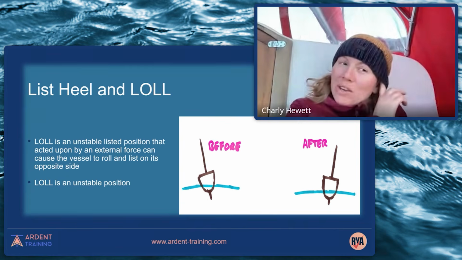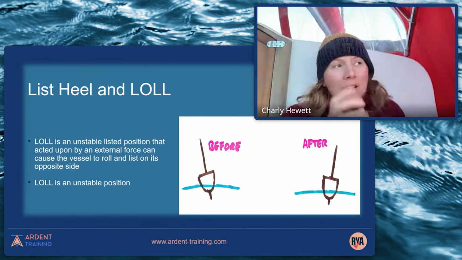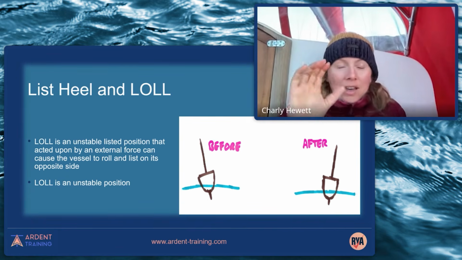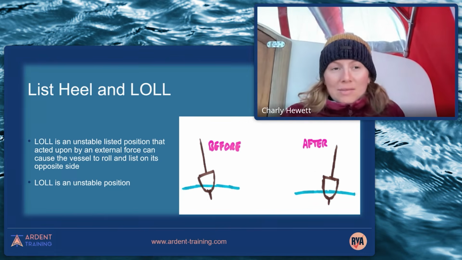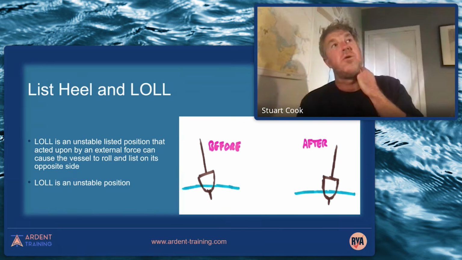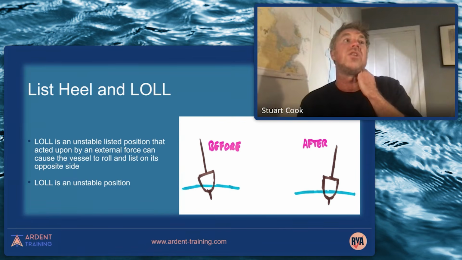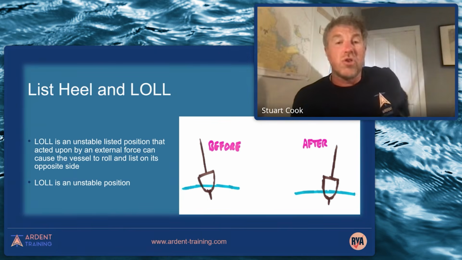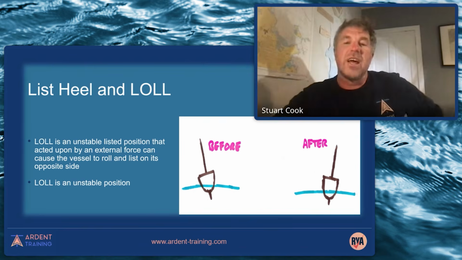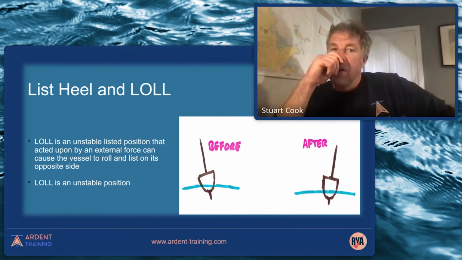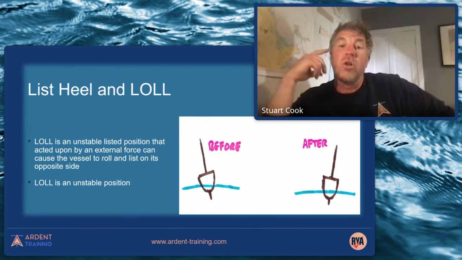Is this kind of like where you get big shipping containers that slip out of place? Would that fall into that? I'd say that probably, yeah, it could do. Essentially the rolling motion is a loll effect. If you've got that free surface effect that creates rolling, it could essentially be part of a loll effect.